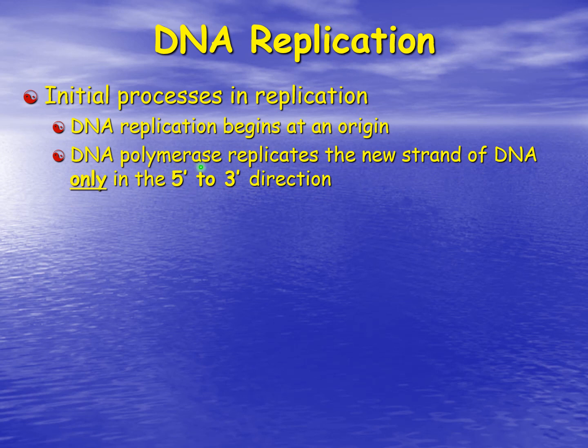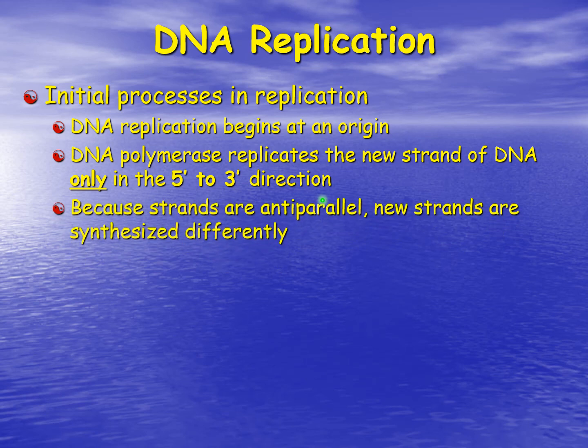DNA polymerase replicates the new strand of DNA, and I can also say RNA polymerase will do the same thing with RNA, only in the 5' to 3' direction. And that's why the two strands will be made opposite of each other. Again, let me say this. A new strand of DNA that's being made, or a strand of RNA that's being made from a DNA template, will only be made in the 5' to 3' direction.